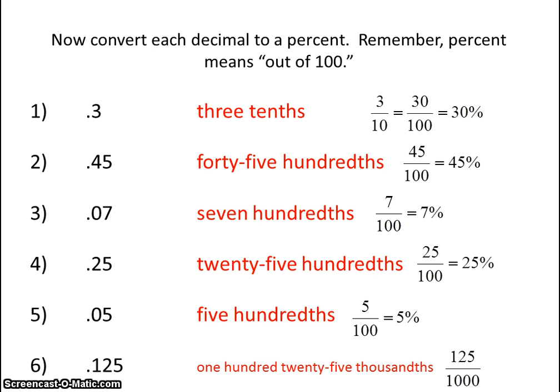When we look at number 6, we notice 1,000 is more than 100. It's 10 times more than 100. So to turn that into a fraction, I would need to divide the numerator and denominator by 10 to get 100 so that I can find the percent. 125 divided by 10 is 12.5, and 1,000 divided by 10 is 100. 12.5 out of 100 is 12.5%.